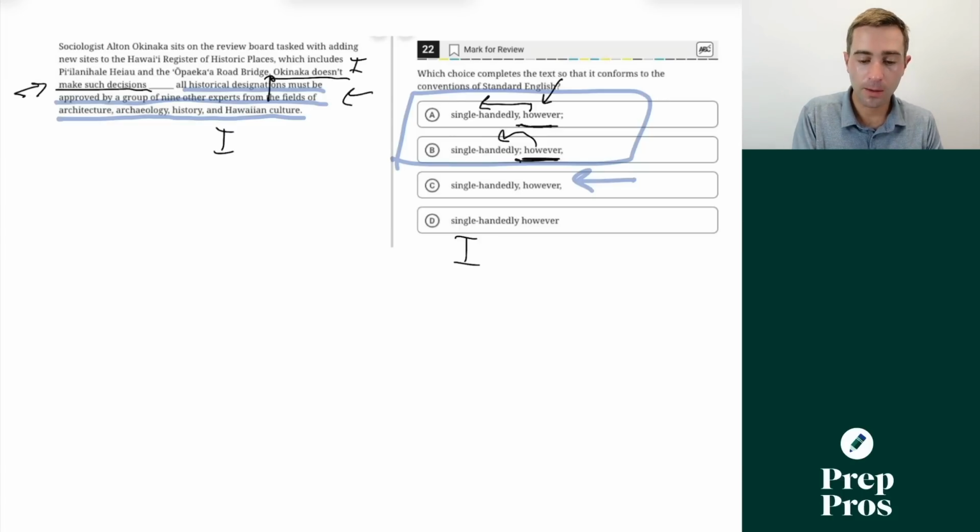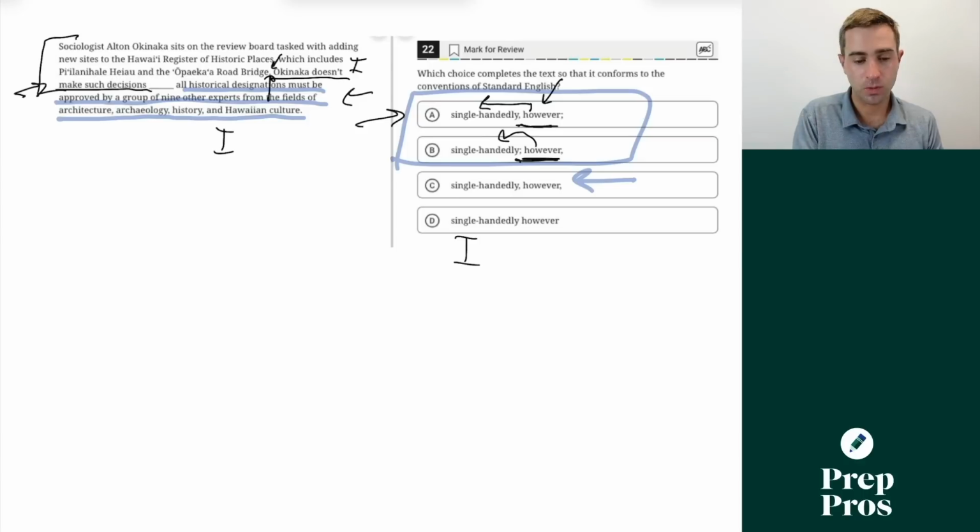I always recommend to start out with this structure first. So that means we're going to simply pop the however right in here. We're going to read the first two sentences and see if that makes sense. Sociologist Alton Okanaka sits on the review board tasked with adding new sites to the Hawaii Register of Historic Places, which includes Pilanale Heiau and Obekaka Bridge. However, Okanaka doesn't make such decisions single-handedly.